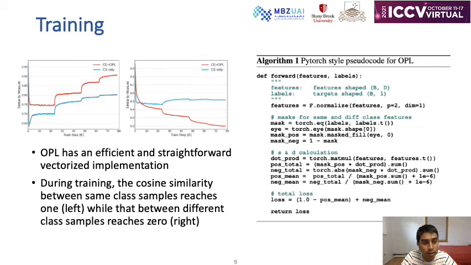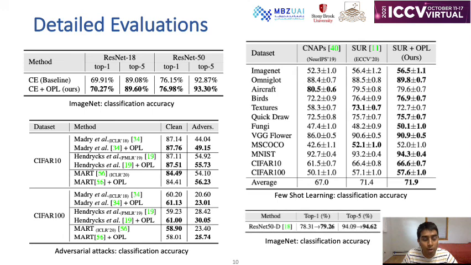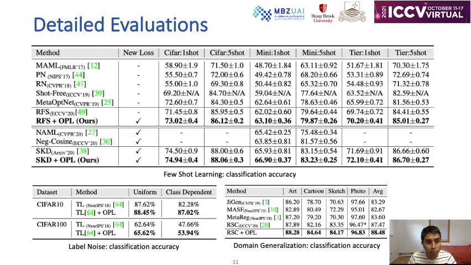This is visible in the two graphs where the cosine similarity of same class samples reaches 1 and that of different class samples reaches 0 during training. Finally, we provide some detailed evaluations, firstly on ImageNet, where classification accuracy is reported, and then on adversarial attacks, few-shot learning, and also some more on few-shot learning, label noise, and domain generalization.